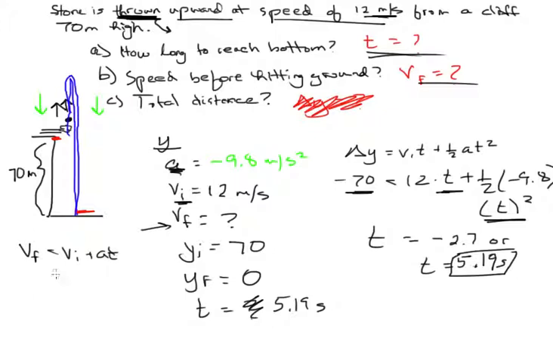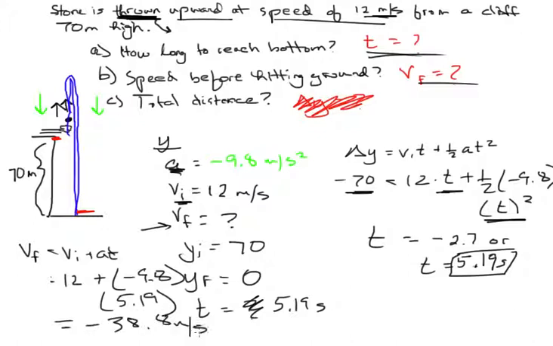So v final equals 12 is your v initial, your a is negative 9.8, your time is 5.19. So what is v final? Negative 38.8 meters per second. Cool. Okay, so we've gotten this, we've gotten this. How do we get this total distance, right? Because you can't just say negative 70. That's your change. But what's the total?